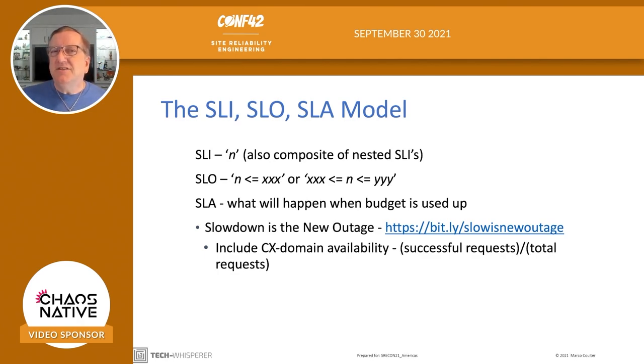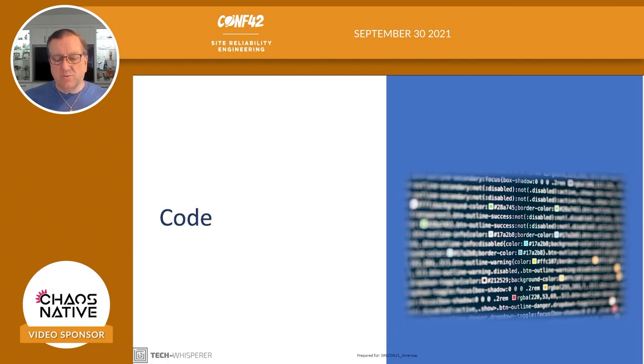The SLAs define what actions are acceptable once the budget gets used up. Defining these ahead of time is critical. Oh, and there's one additional thing. Full outages tend to happen less these days, so the focus needs to be on slowdowns as well. So rather than traditional uptime availability, I try to focus on the customer domain and their experience, and then use successful customer requests as a general goal instead. Now, to capture the overall environment, those nested SLIs supporting the customer experience, supporting the CX ones, should cover each of the three dimensions. So first, let's start with the code.